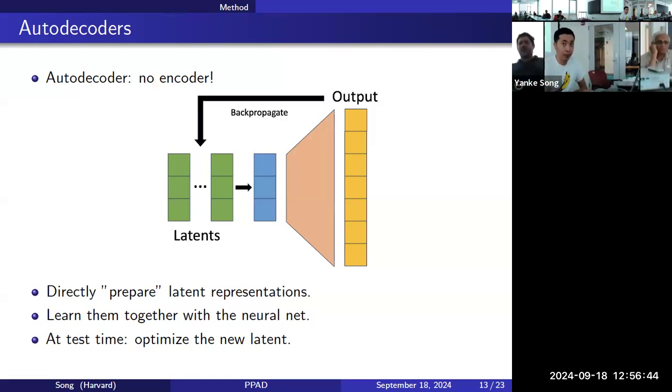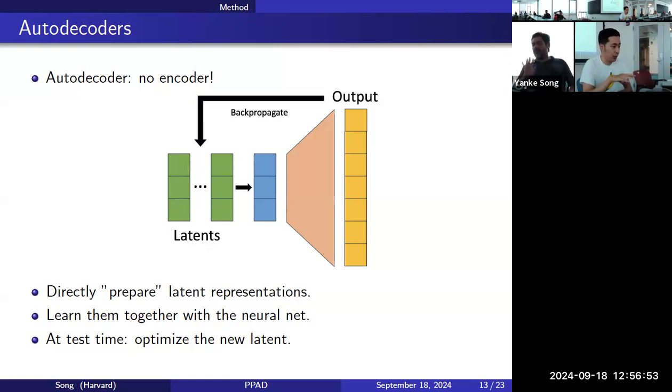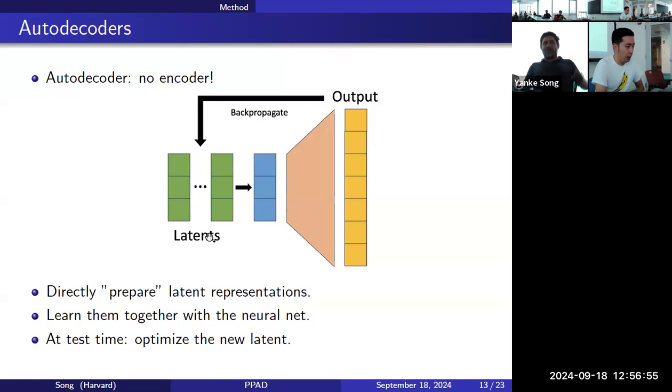Sorry, you said you have the same number of latents as you have events? Event files. Oh, event files. Okay, same number of latents as event files. Yeah, because the latent will be of a fixed length, right? Yeah, it will be a fixed length.